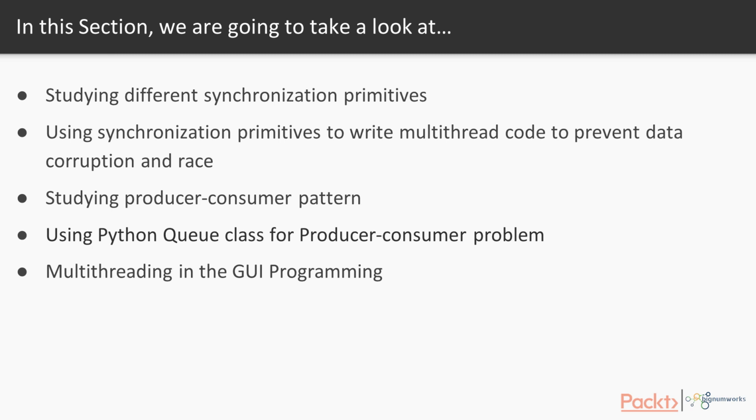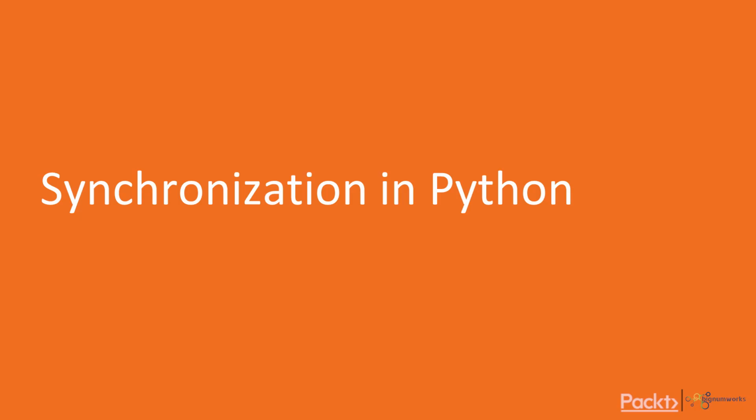We shall then look into the classic producer-consumer problem, how the standard Python module queue helps us handle the producer and consumer problem easily, and then we shall end this section with a note on why multi-threading is important in GUI programming.